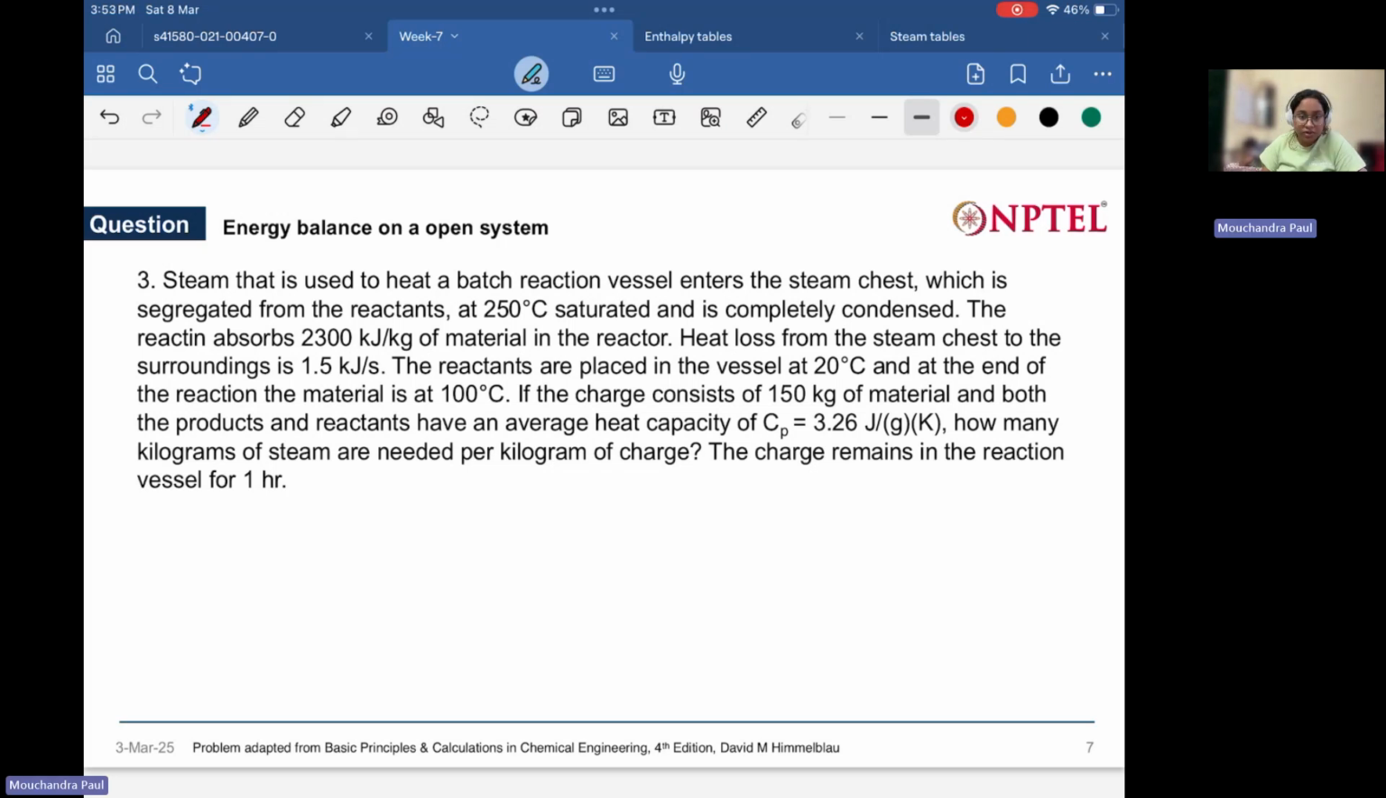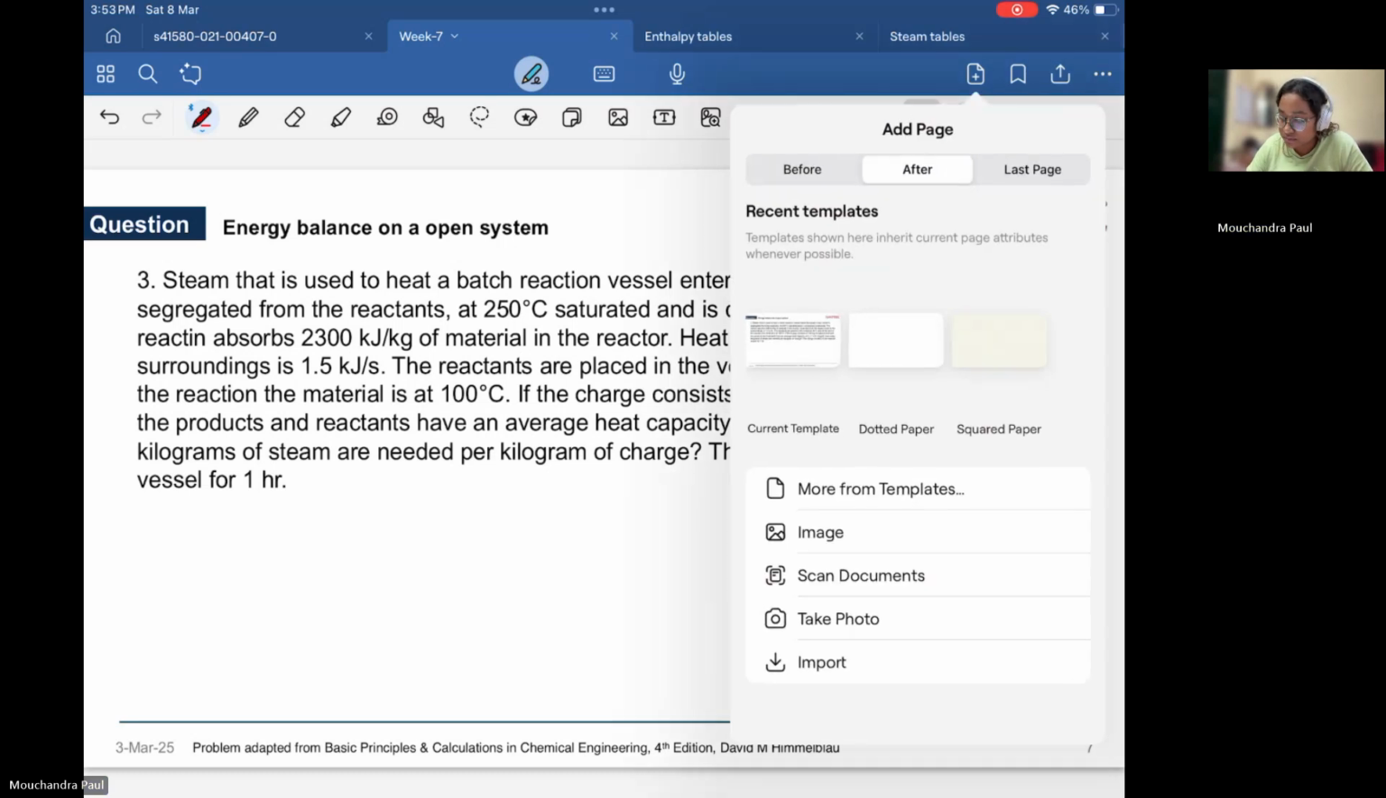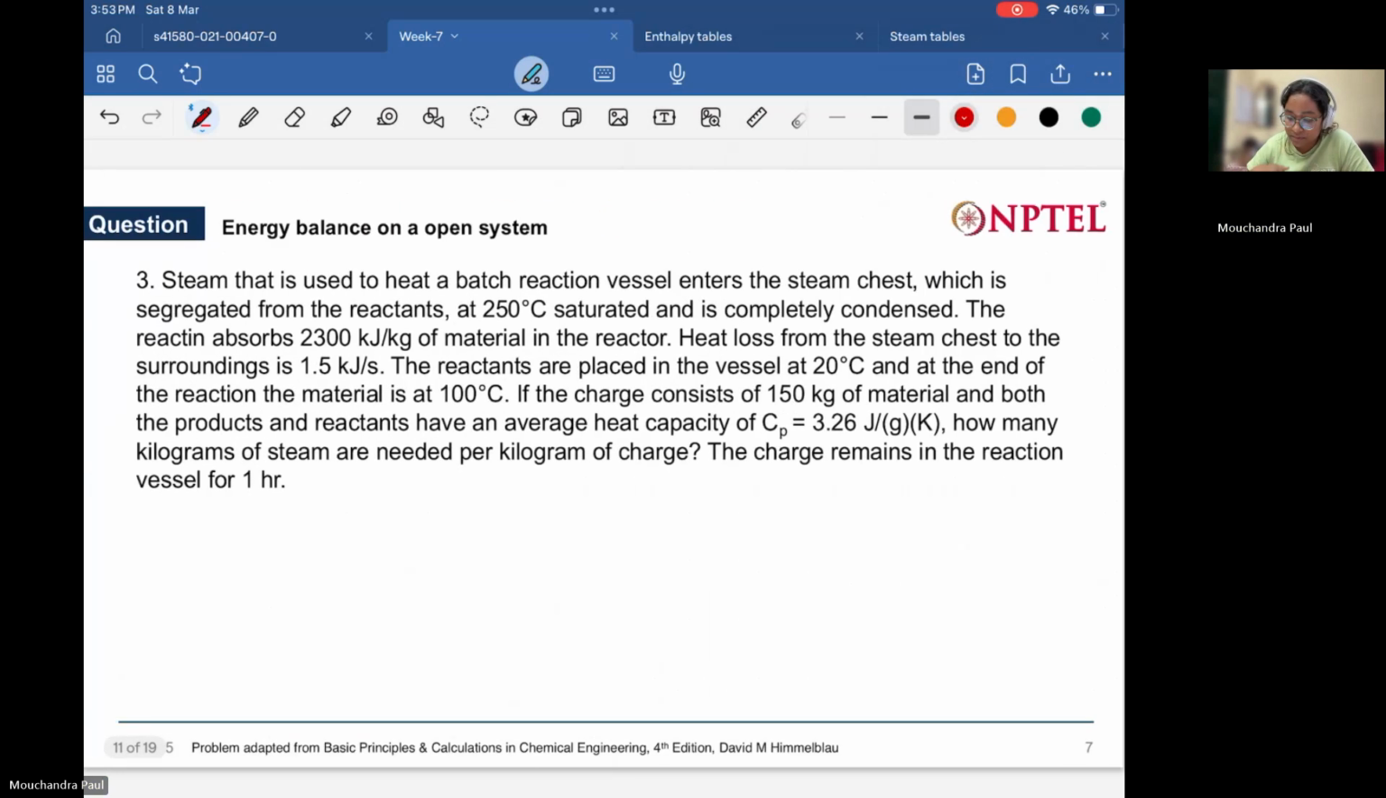Okay, moving on with the third question on energy balance for open systems. The question: steam that is used to heat a batch reaction vessel enters the steam chest, which is segregated from the reactants, at 250 degrees Celsius saturated and is completely condensed.